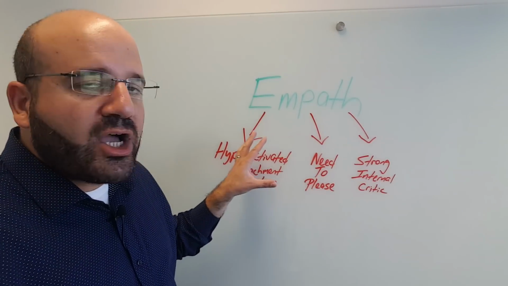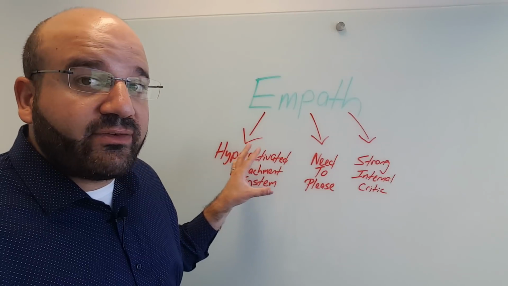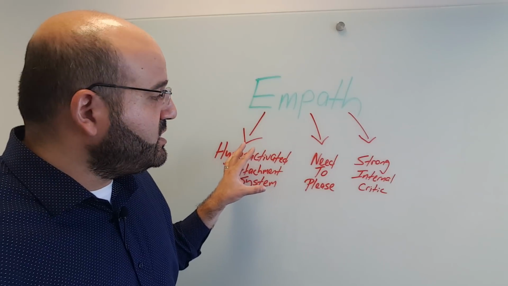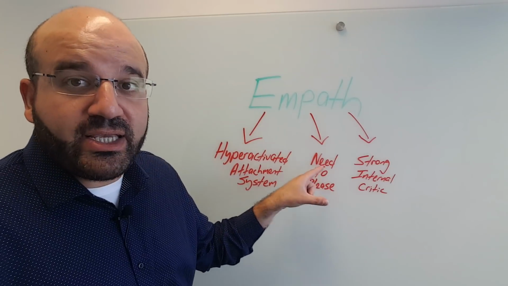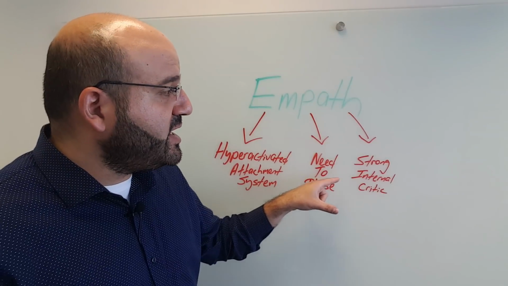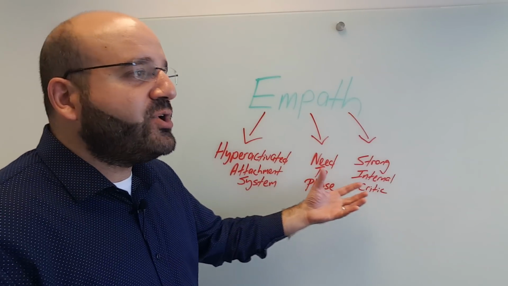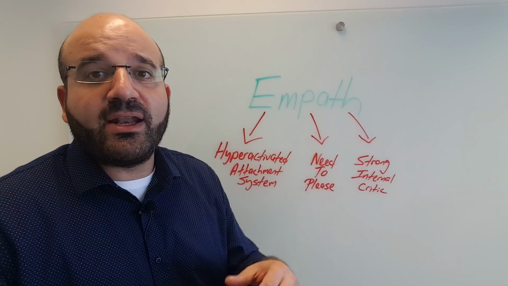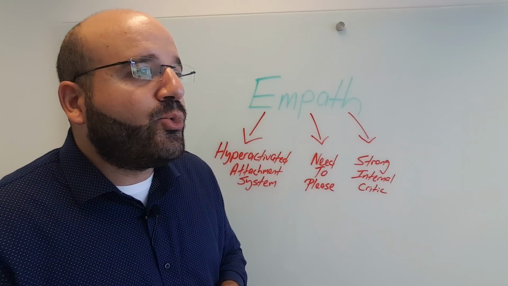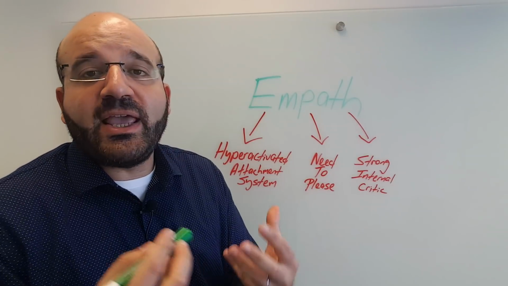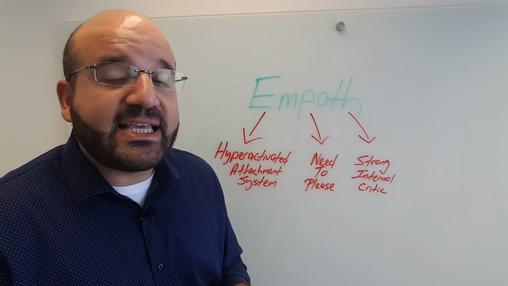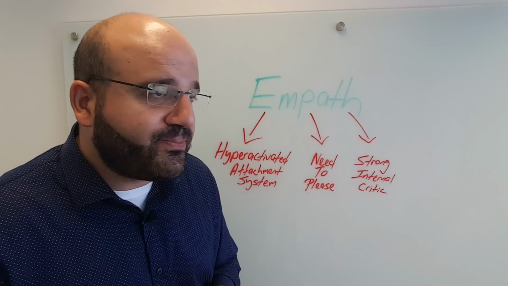The combination of the hyperactivated attachment system, the feeling of connection with the narcissistic individual, the strong need to please, the trait of agreeableness, and the strong internal critic, really, if we put these three together that are maximally turned on, the empath loses their groundedness, loses their center, loses their seat of authority.